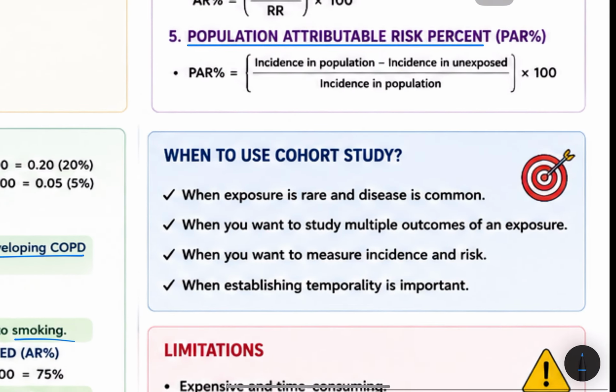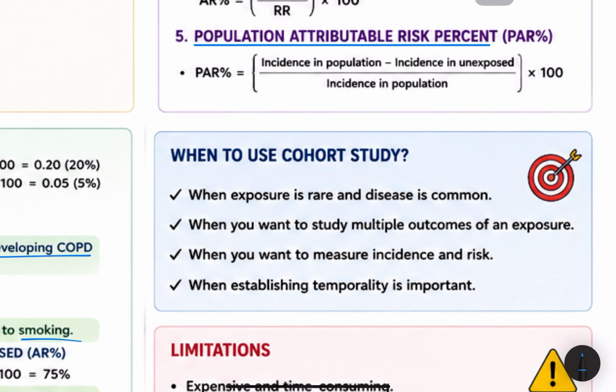Now, when to use a cohort study? When exposure is rare, and the disease is common but exposure is rare. If exposure is rare, we use a cohort study, and if the disease is rare, then we use a case control study. When you want to study multiple outcomes of the exposure, a cohort study is used. When you want to measure incidence and risk. When establishing temporality is important.